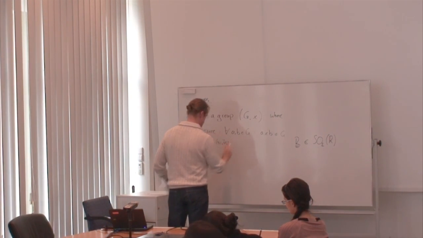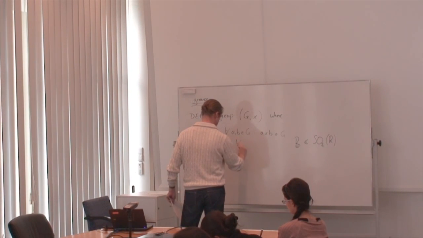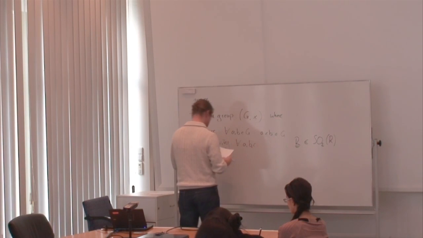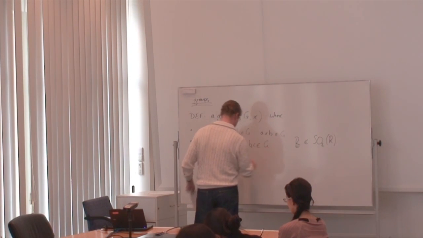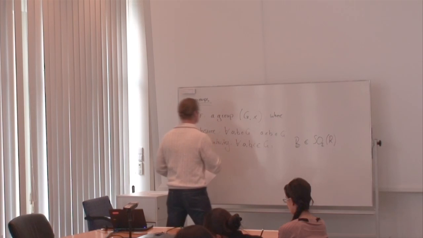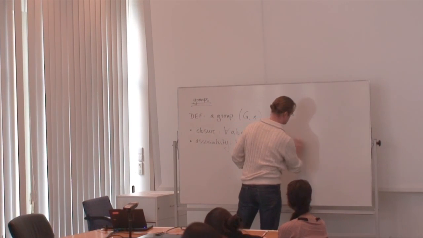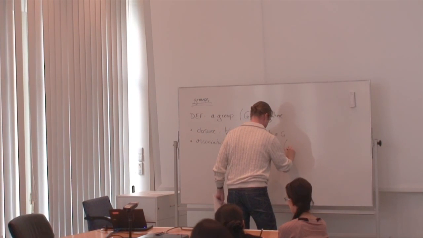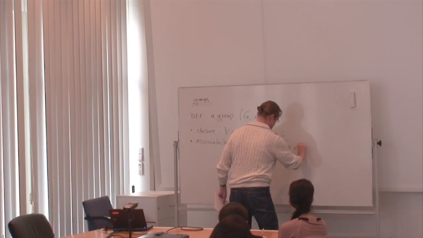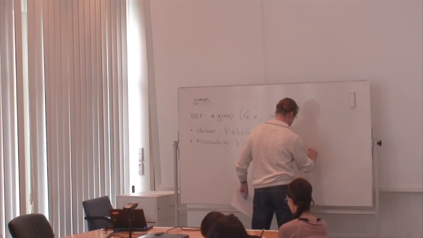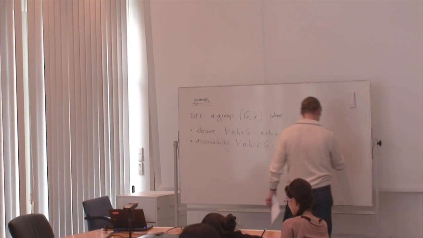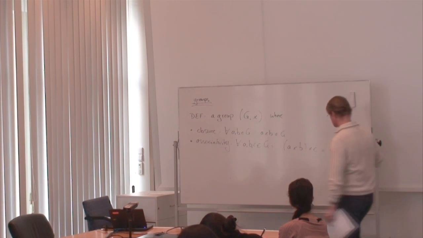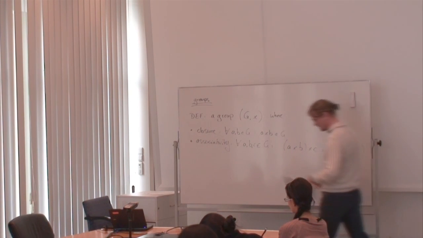Associativity, which is to say that if we are talking about three elements, let's say A, B, and C in G, we want that it doesn't matter if we first multiply A and B and then multiply C, or if we first multiply B and C and then multiply A. That should be the same thing.